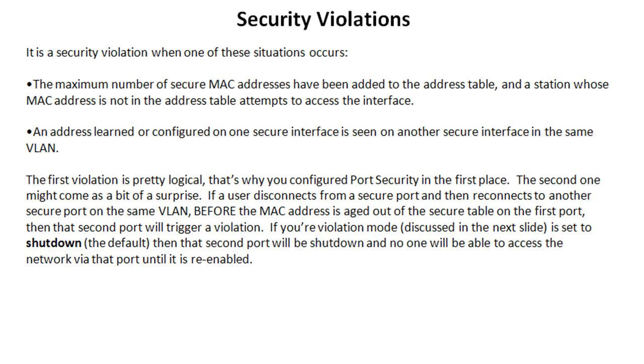There's actually 2 situations where a security violation is going to be triggered. Well, 3. They combined the first 2 that I just described into this paragraph, which is exceeding the maximum number of secure MAC addresses, and then a MAC address that is not included in that port's list of secure MAC addresses being present on that port. The second one is interesting and can bite you because it's a little counterintuitive. It says an address learned or configured on one secure interface is seen on another secure interface in the same VLAN. And this is one of those things that might not appear on your exam, but you're going to want to know for the real world.